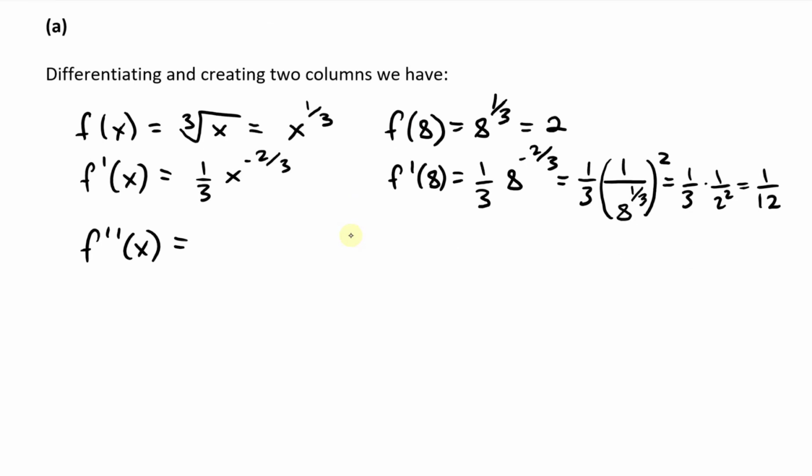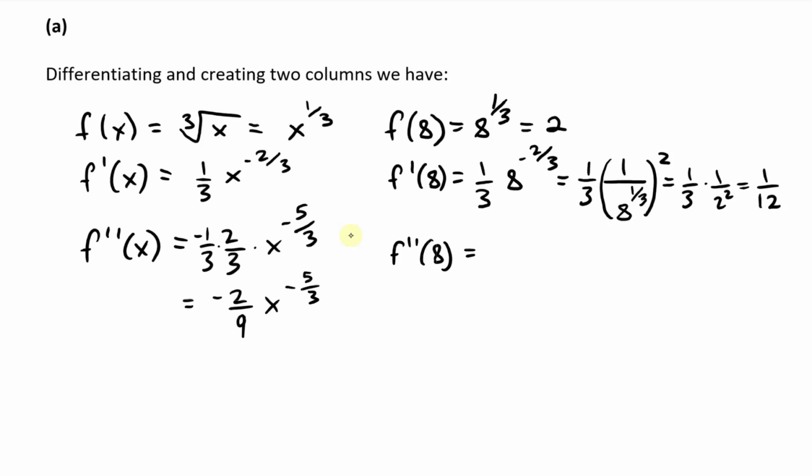This is going to be 1 over 3, but then this negative 2 over 3 goes there, so let's put the 1 over 3 and the negative 2 over 3, multiplied by x to the power of negative 2 over 3 minus 3 over 3, that's going to be negative 5 over 3, like that. Simplify this further: negative 2 over 9 times x to the negative 5 over 3. And now this f double prime of 8, let's plug this all in: negative 2 over 9 times 8 to the negative 5 over 3.